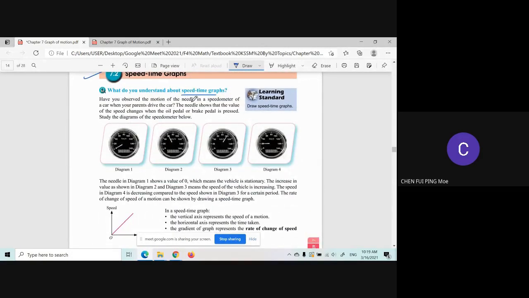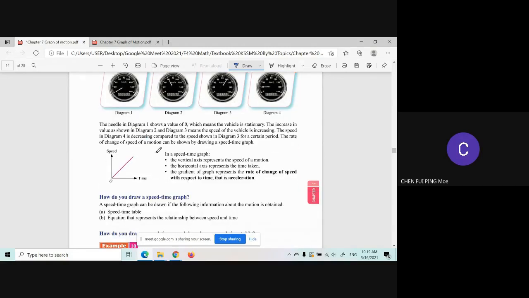If you observe the motion of the needle in the speed meter of the car when your parent drives the car, we always see this in your parents' car, right? The needle shows the value of speed changing when the oil pedal or the brake pedal is pressed. According to this, we can draw the speed time graph like this. In this graph, the vertical axis is the speed of the motion, and the horizontal axis is the time taken.